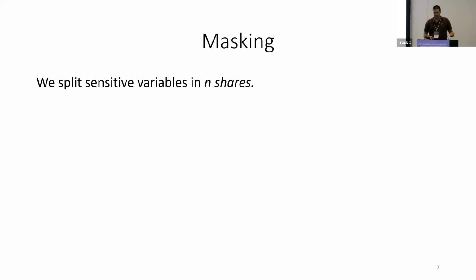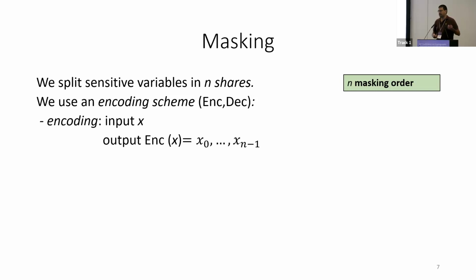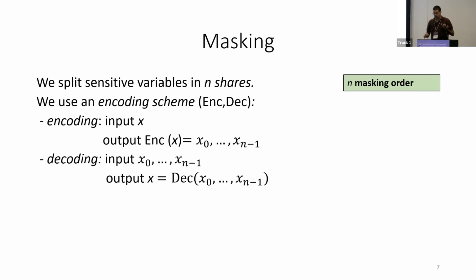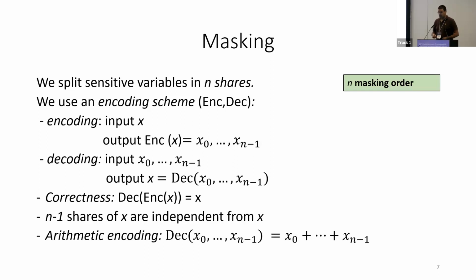As I already said, the idea for masking is to split sensitive variables in n shares, where n is the masking order. To do this, we use an encoding scheme, which is composed of an encoding algorithm, which takes as input a value and outputs n shares of this value, and the decoding algorithm, which takes as input n shares and outputs the value. We want correctness, which means that decoding the encoding of a value is the identity. And in particular, also to have security, we want that n-1 shares of X are independent from X. In our talk, we will use arithmetic encoding, which means that the decoding algorithm is simply the sum of the shares.